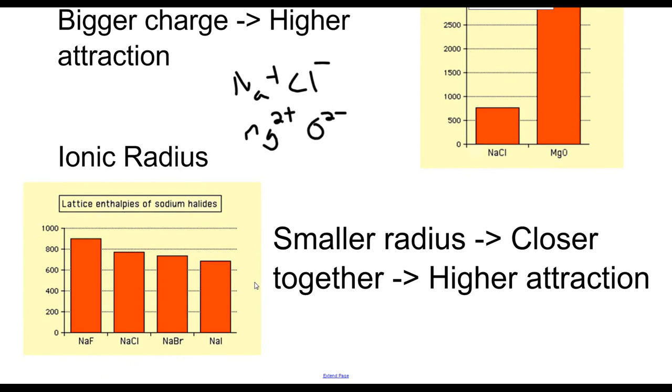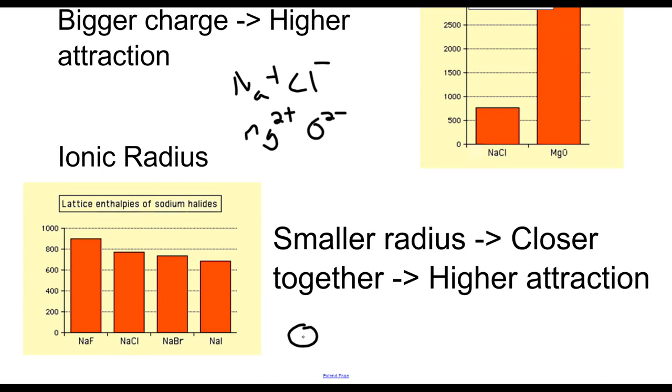The other thing we need to think about is radius, and the closer two things are together, the higher their attraction is going to be. So here we've changed the size of the halogen ion, the halide. Fluoride is much, much smaller than chloride, which is much smaller than bromide, which is much, much smaller than iodide. So in sodium fluoride, the fluoride can get closer to the sodium, meaning that they have a greater attraction.